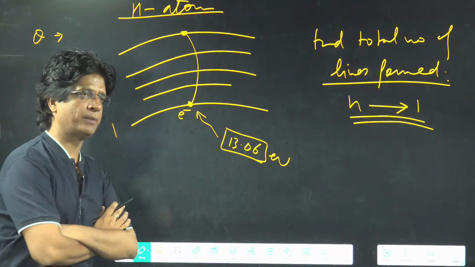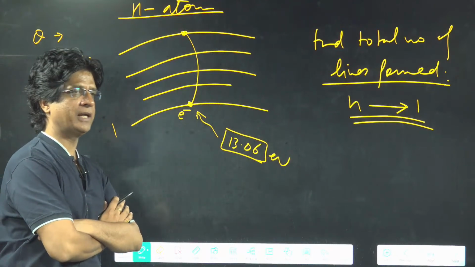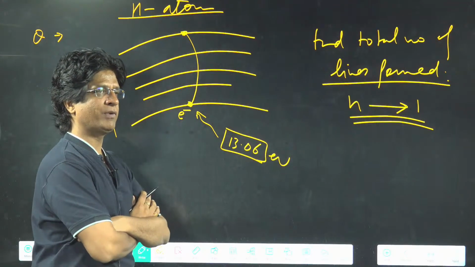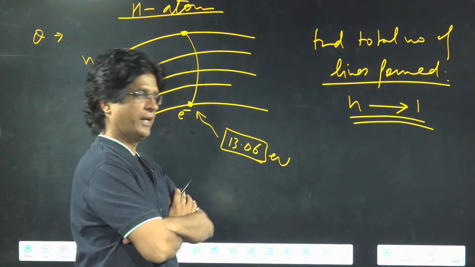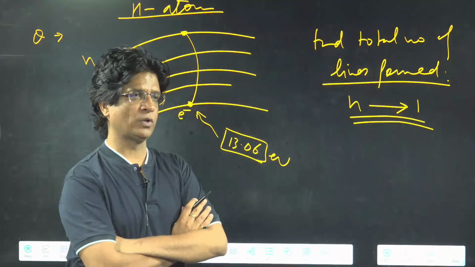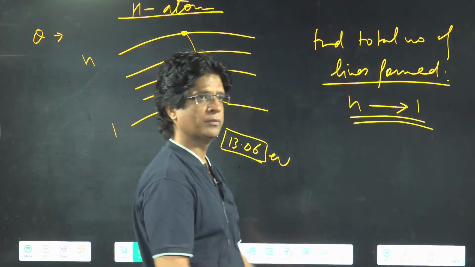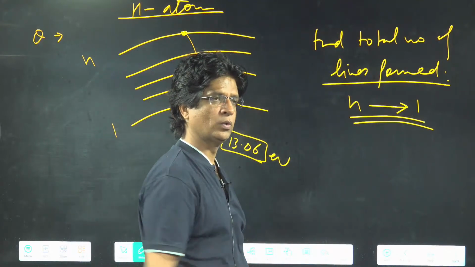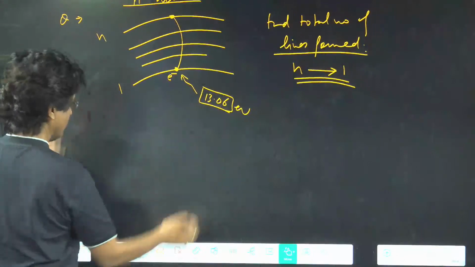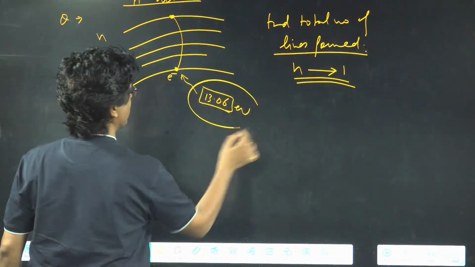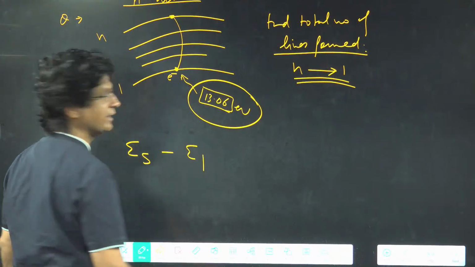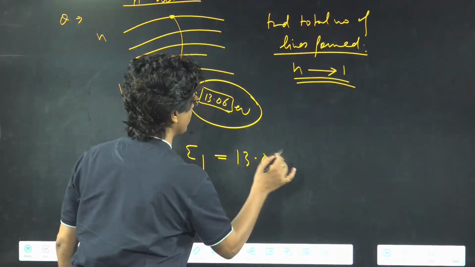Electron is in orbit number 1. If it gains the energy from a photon of 13.06 electron volt, it will go up. And my question is that when it goes up, it will come down. It can come down in n number of ways. So find total number of lines formed. Yes, Manu, very good. Surya, no, no, no. First of all, one should understand that in hydrogen atom, this energy gap is between what? If you remember, E5 minus E1 is equal to 13.06 electron volt.